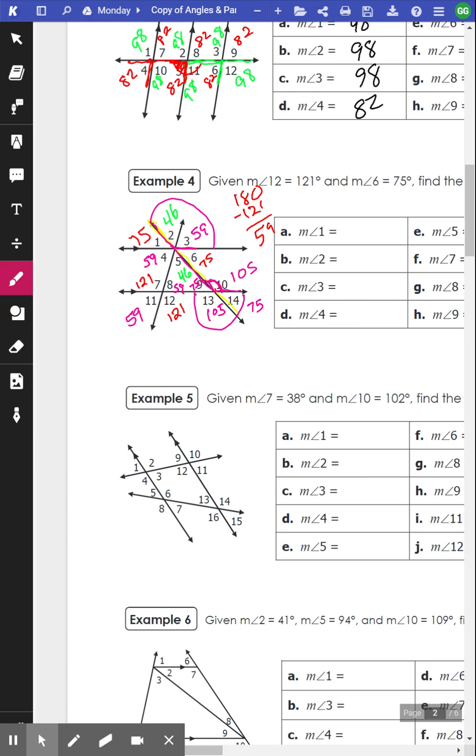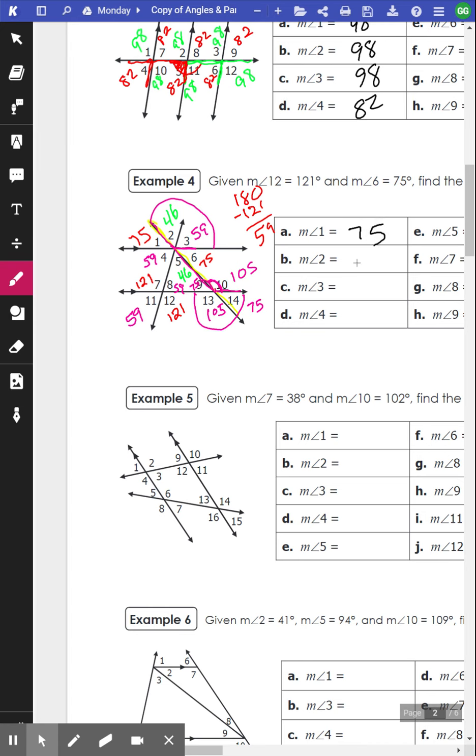It's just going to be a process of elimination. Use what they give you, use the definitions at the top of the notes so that you can start figuring out. A lot of it is going to be 180 degrees, or do they add up to 180 degrees, or are they vertical to each other? Are they congruent because they're corresponding, or they're alternate interior, or they're alternate exterior?